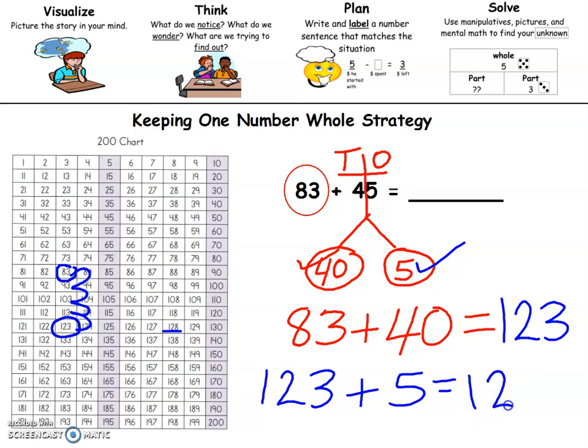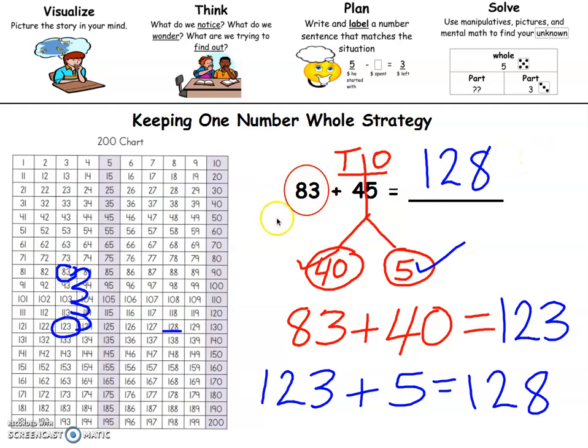So I have 128. So that's our total. Okay, so you can always go back and check it. So you have 83 plus my 40, and then 5. So 10, 20, 30, 40, 41, 42, 43, 44, 45. 128. Okay, so again, we're still using our place value strategies.